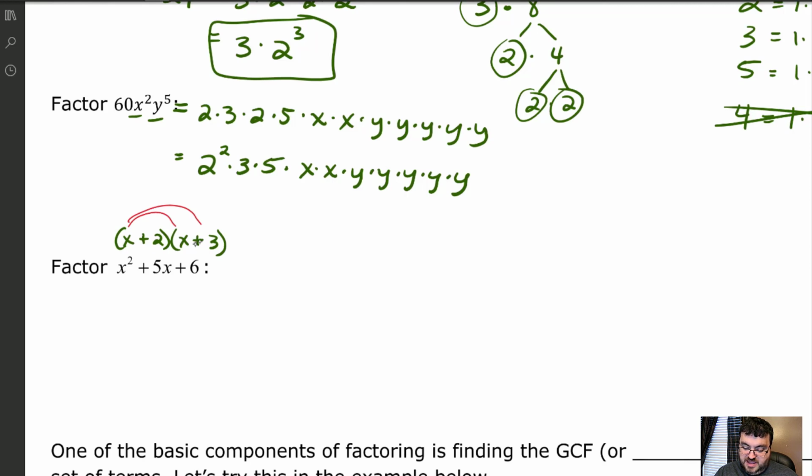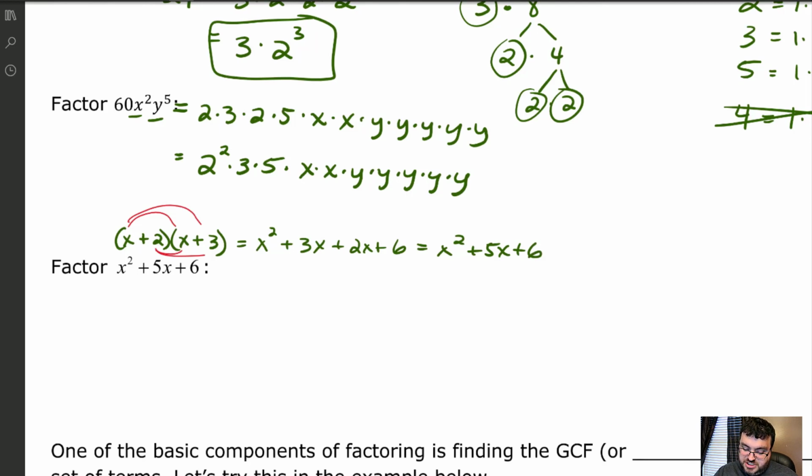That gives you x squared and 3x right there, x squared plus 3x. And then you also distribute your 2 to both of these things. You end up getting a 2x and a 6 right there. Well, when you combine all the like terms here, you get x squared plus 5x plus 6.